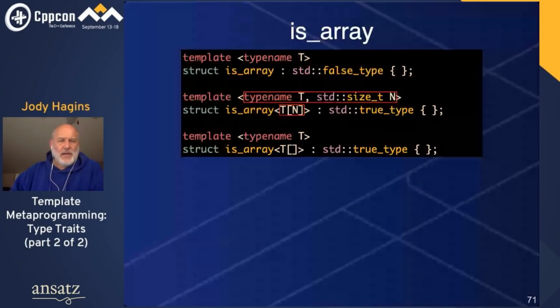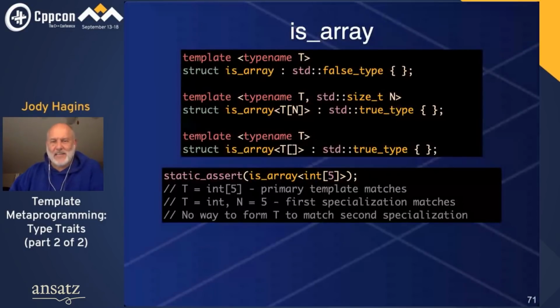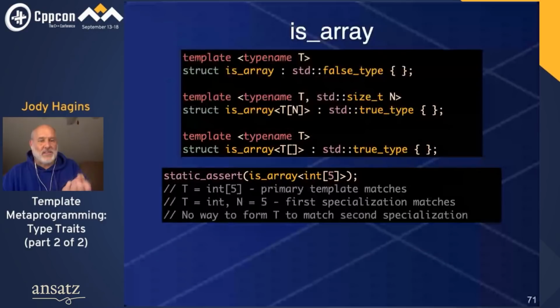So in this case, no wonder int5 was on my mind, because that's what I wrote. We've got here that int5, the primary template is going to match with T because int5 is a type. Any type's going to match with the primary template. The first specialization is going to match because it's going to match with the int and with the N equals 5. But there's no way to match with the second specialization. So the first specialization will be selected because it is more specialized.